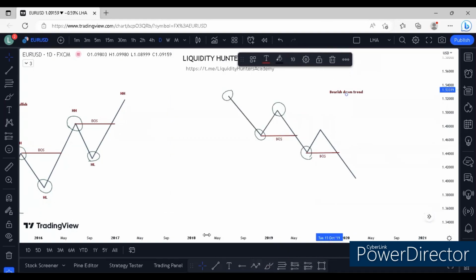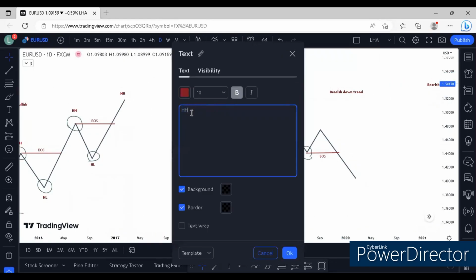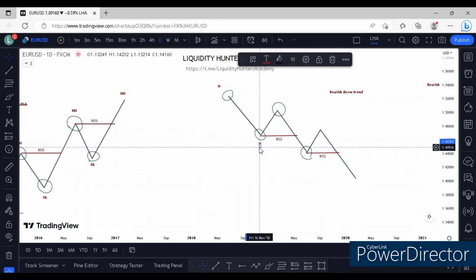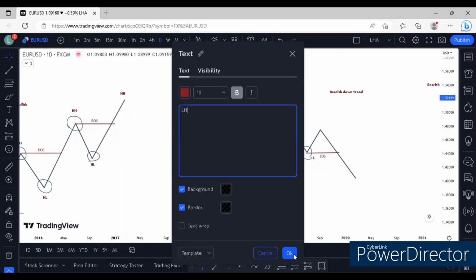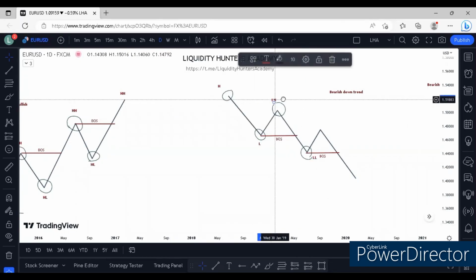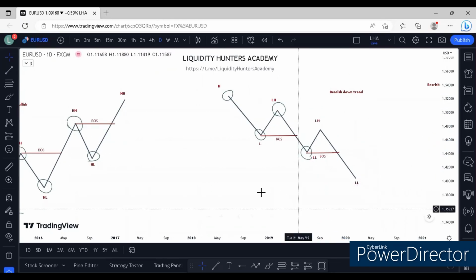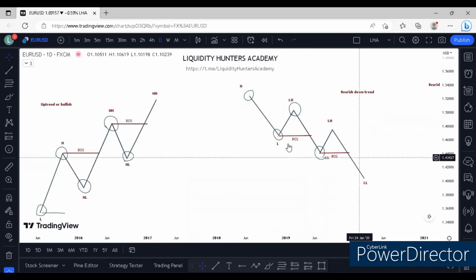Okay, so at this level, what we can see, we see a high that created a low, and then we got a lower high and a lower low, lower high and lower low. So this is an uptrend and we are bullish here, and this is a downtrend and we are bearish.